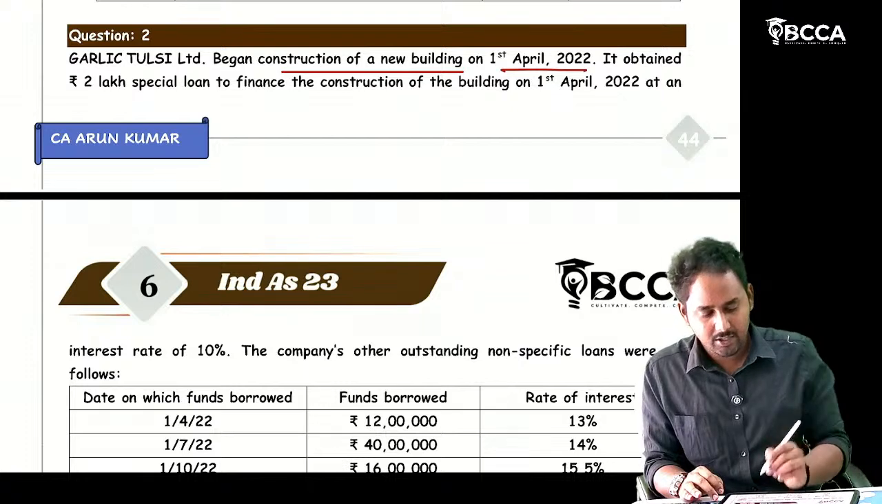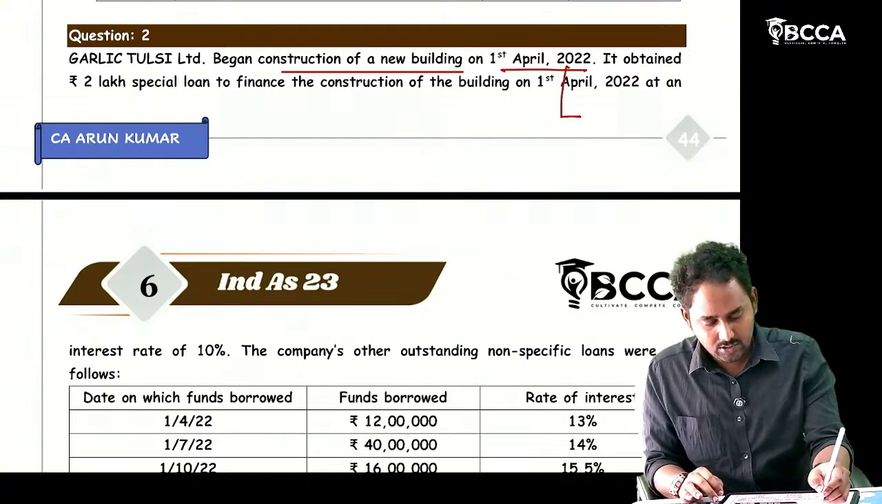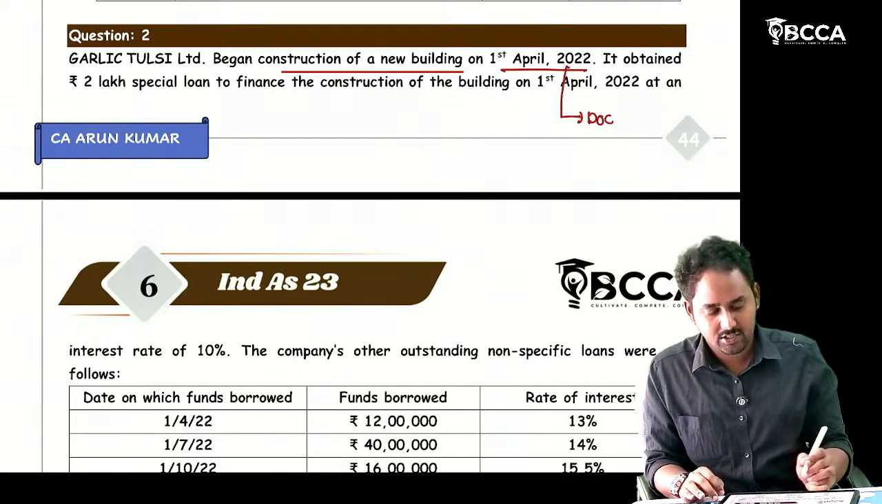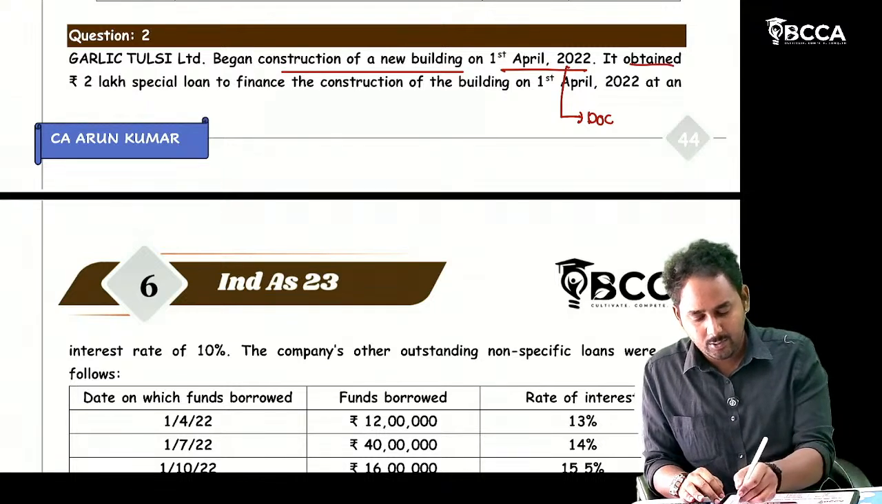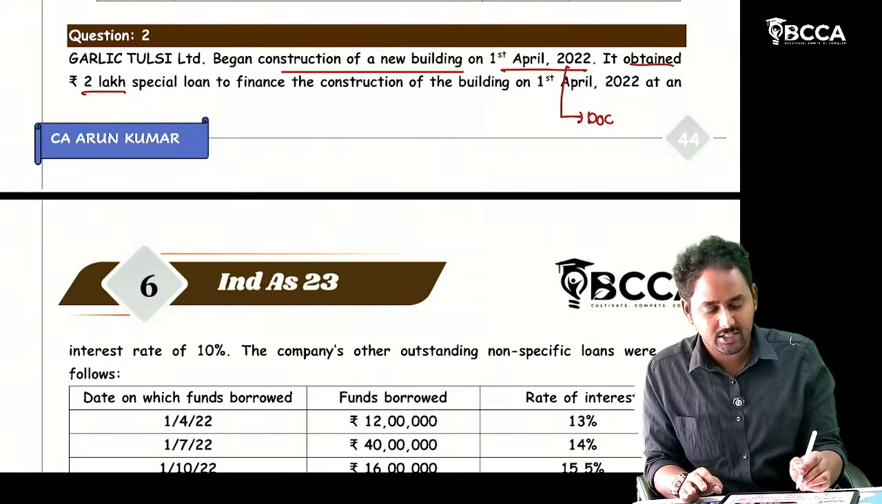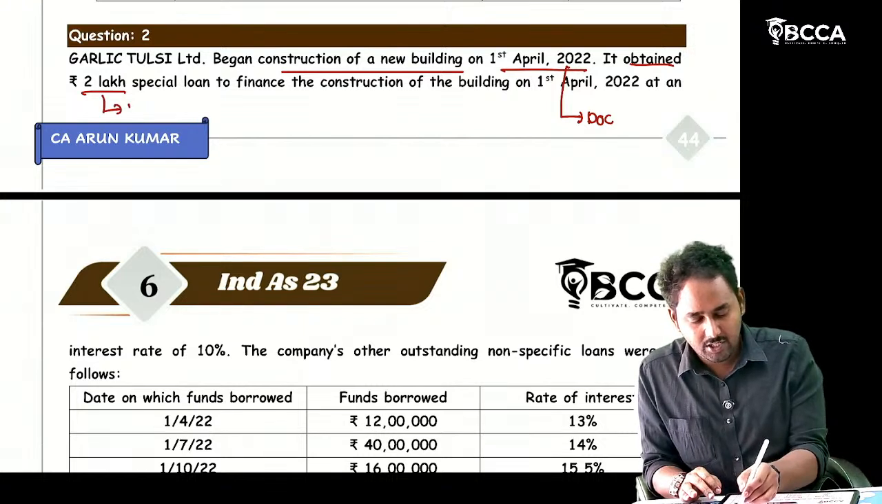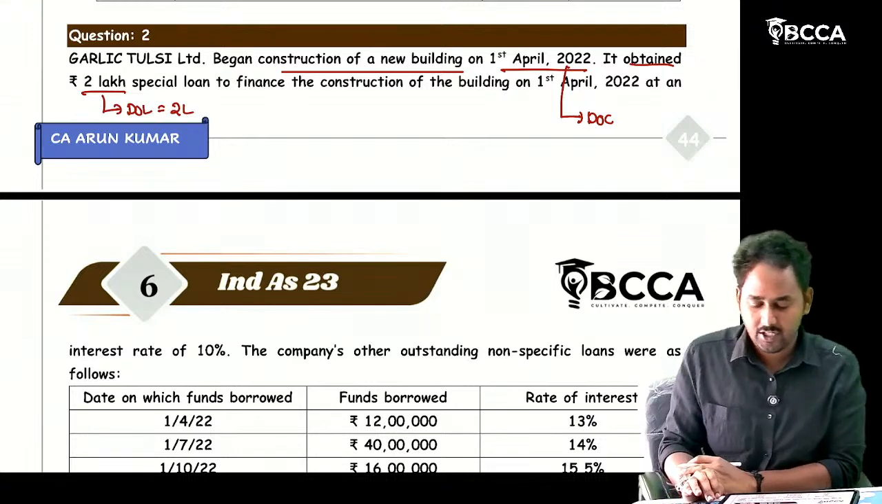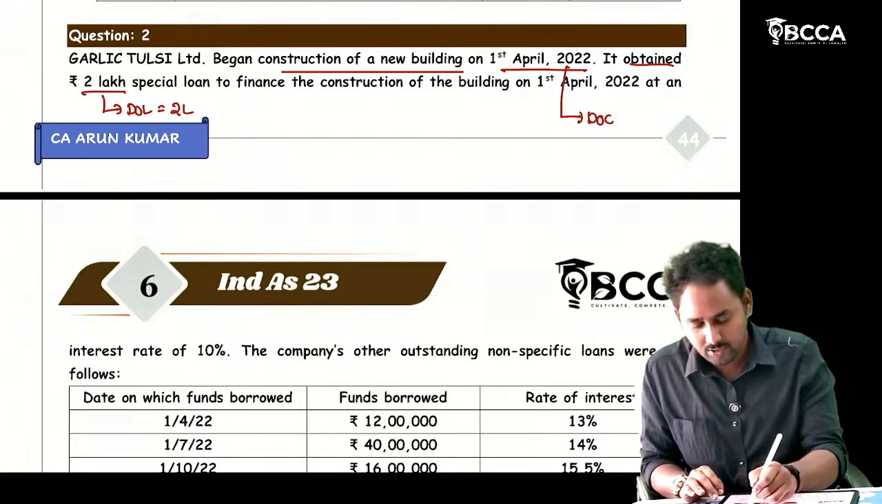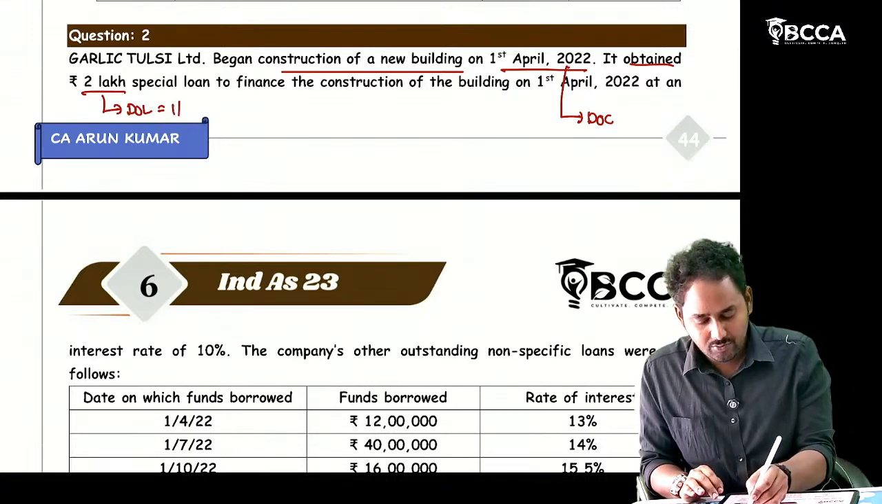On 1st April 2022, this is the date of construction. And it obtained a 2 lakh specific loan to finance the construction of the building. So date of taking of the loan is 1st April 2022, and the loan amount is 2 lakh.